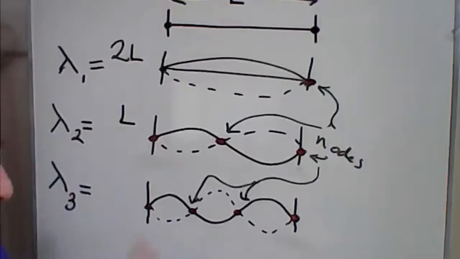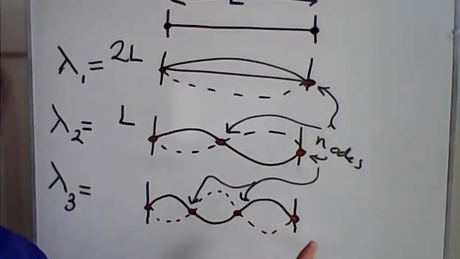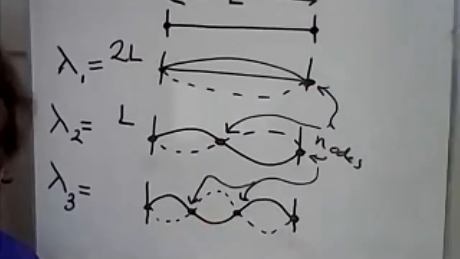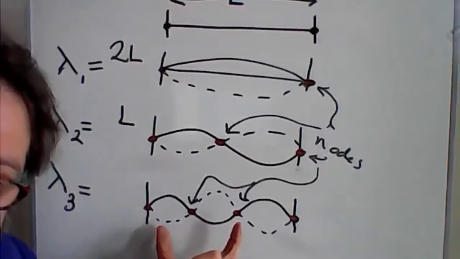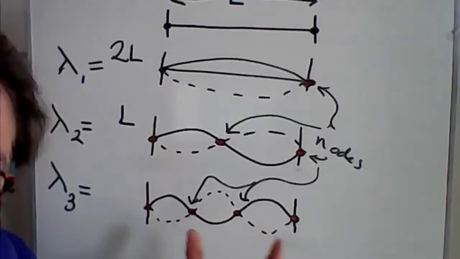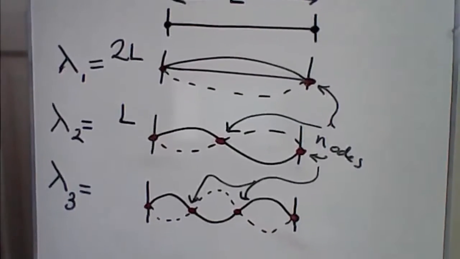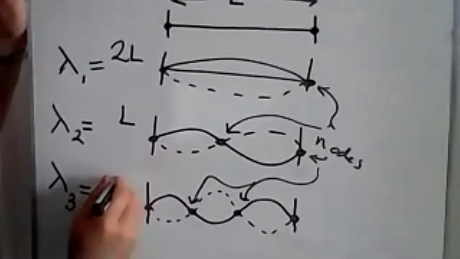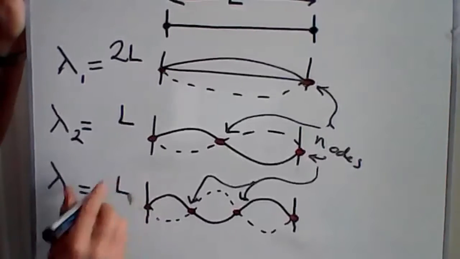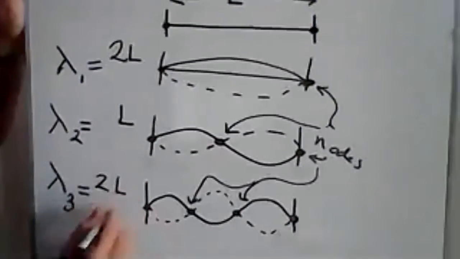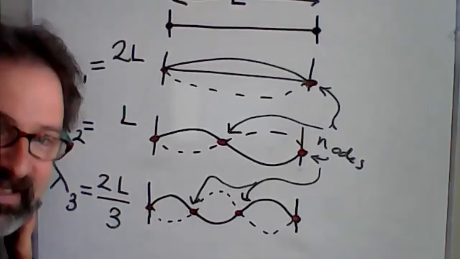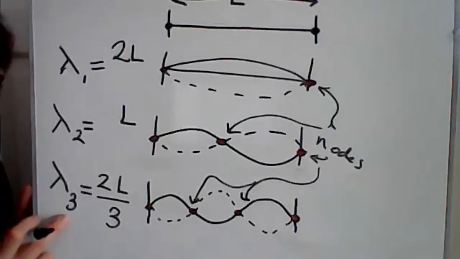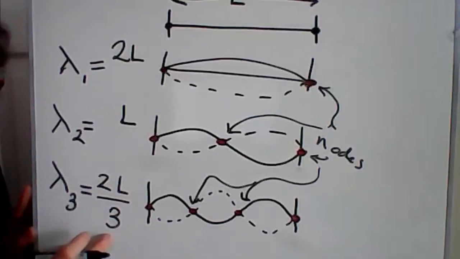So if you look at this, the whole length is 1.5 wavelengths, and that's what Fintan meant. But 2/3 of the length is a wavelength. 2/3 of the whole length is the wavelength. And now things make a lot more sense because then we can say, aha, 2L divided by 3 is the wavelength. In this case, our third wavelength is 2L divided by 3.